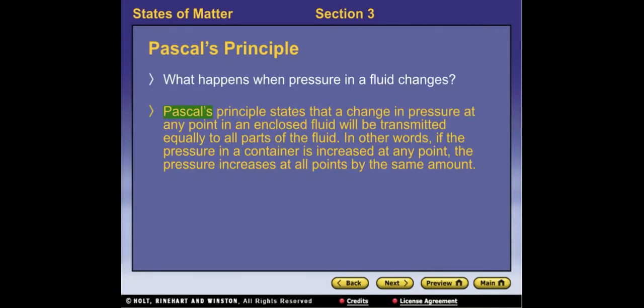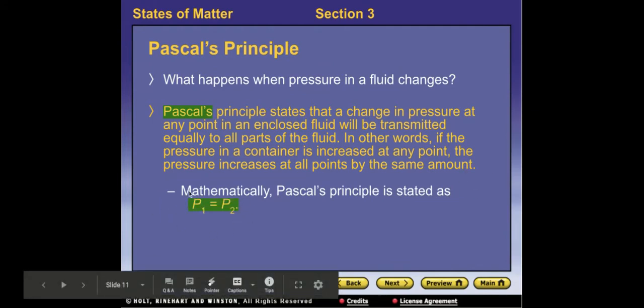Pascal's principle states that a change in pressure at any point in an enclosed fluid will be transmitted equally to all parts of the fluid. In other words, if the pressure in a container is increased at any point, the pressure will increase at all points equally by the same amount. So Pascal's principle is shown mathematically by this formula: P1 equals P2. So pressure 1 equals pressure 2.